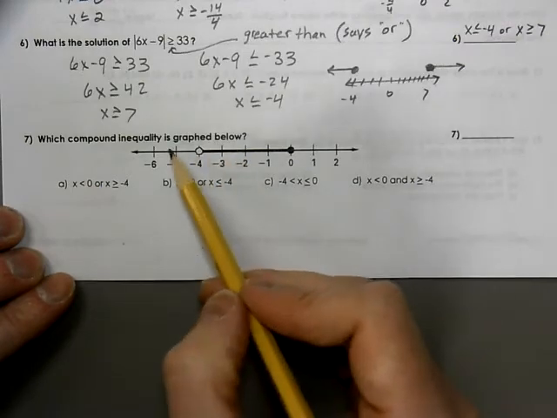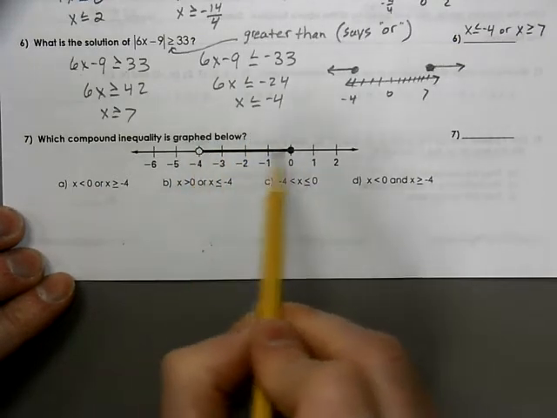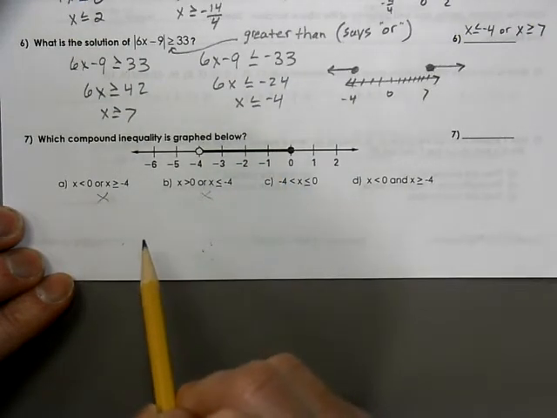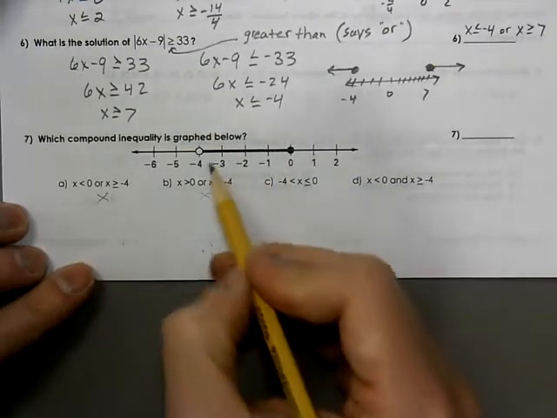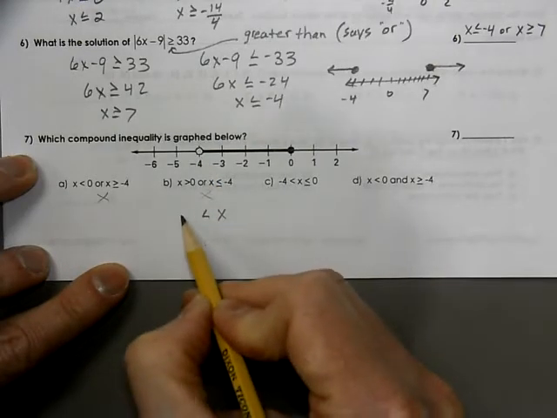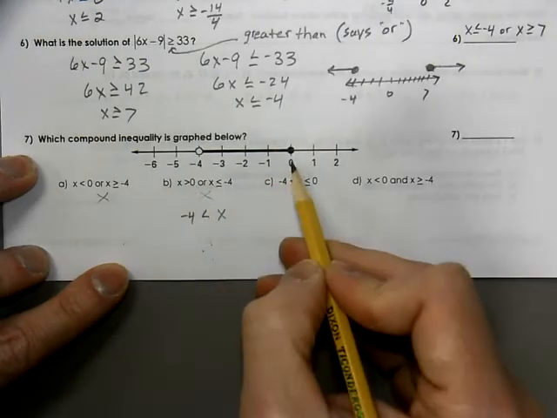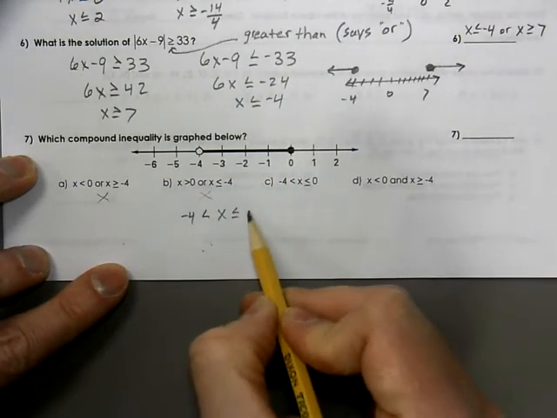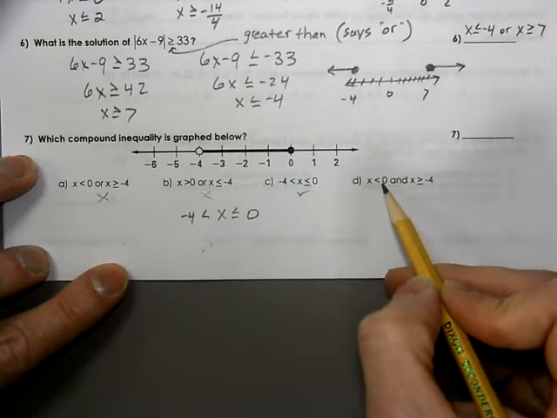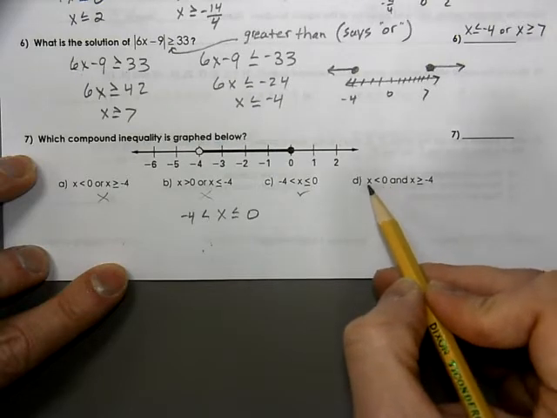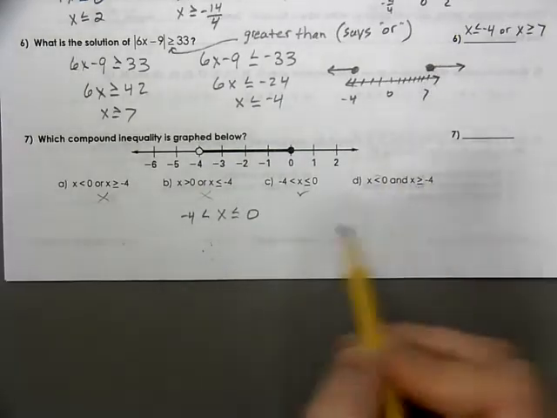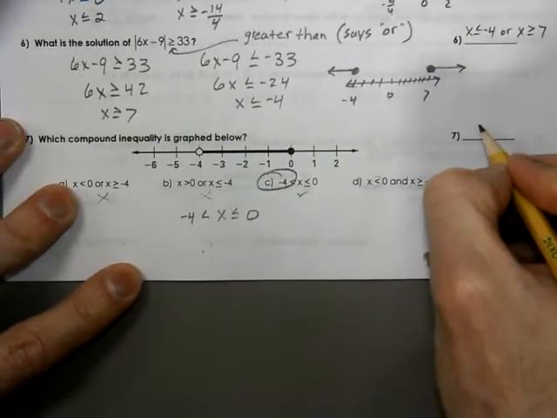Number 7, which compound inequality is graphed? Notice how it's a segment. So we know that it's an and. So I know that it's not the ors. So I know it would be one of these two. This is x values greater than negative 4. It doesn't include negative 4. But it's less than or equal to 0. So it looks like it's following that. 0 is greater than that, and x is greater than or equal to, but look at the symbols. The symbols aren't right. So it's C is your best answer.